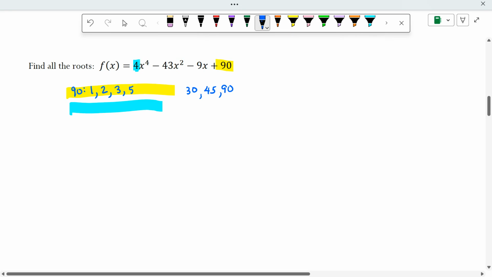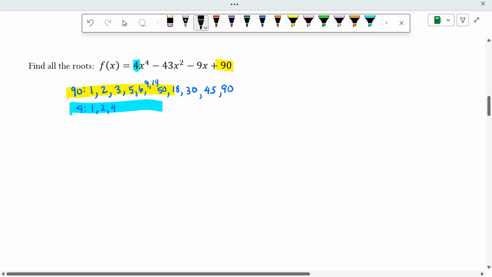5 divides into 90 18 times. Oops, I hope I gave myself enough room. 6 divides into 90 15 times. And 9 divides into 90 10 times. Didn't quite give myself enough room. And then my factors of 4, that one's easier: 1, 2, and 4.